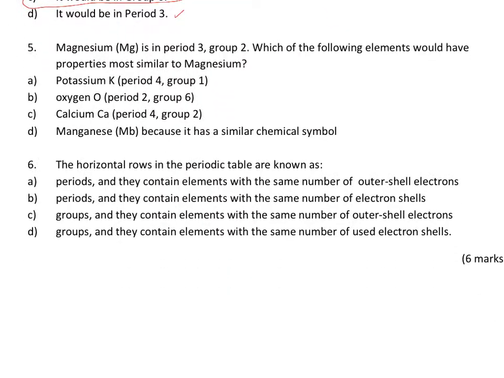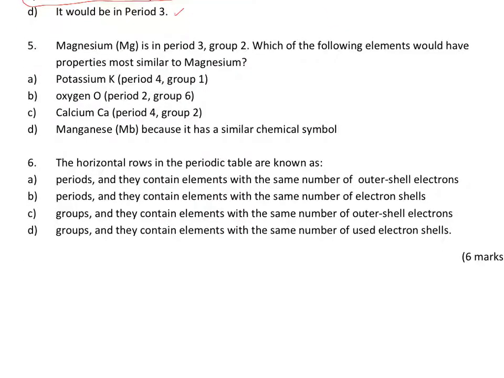Magnesium, Mg, is in period 3, group 2. Which of the following elements would have properties most similar to magnesium? Elements react with other elements because of interactions between their outer shell or valence shell electrons. So elements are similar when they have the same number of valence shell electrons. And how do we tell whether they've got the same number? They're in the same group. So magnesium is in group 2. Calcium is also in group 2, so it would have similar properties to magnesium.